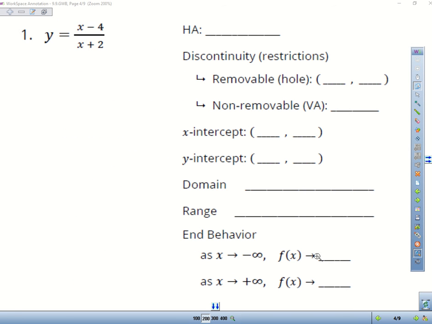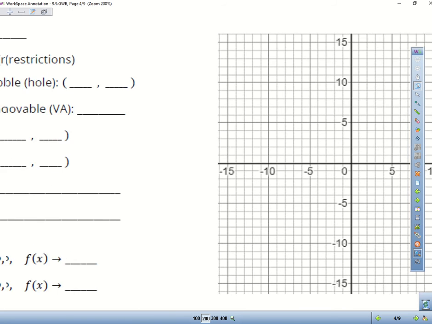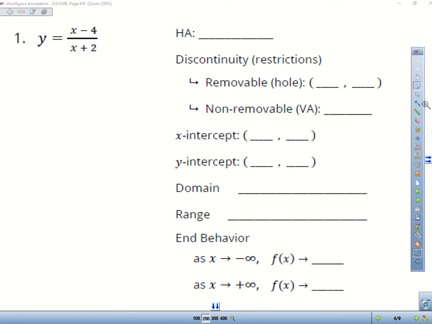First thing I do is I look at this and determine if the degree is bottom heavy, top heavy, or the same. What do you think? Bottom heavy. Same. Same. So the top heavy, bottom heavy is only based on the degree of the variable, okay, not the numerical part. So its degree is 1 over 1, which is the same, okay? So it tells me that if they're the same, my horizontal asymptote is y equals the coefficient of this x divided by the coefficient of this x, which is 1 divided by 1, which is 1. That's that.